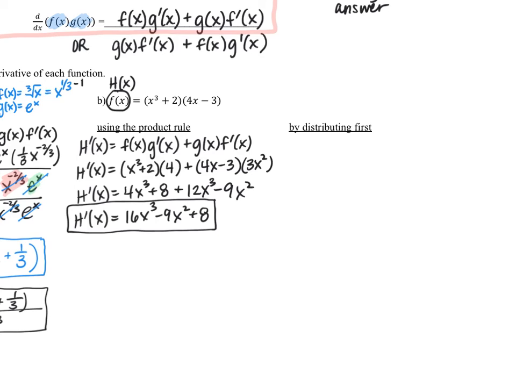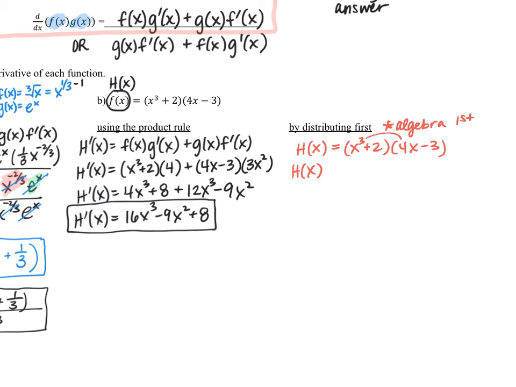And let's do a little bit of algebra in the beginning. So distributing first really is like us saying, let's do the algebra first, and we'll do the calculus second. So I'm going to go ahead and keep the name of the original function. I'll leave it as h of x, just to be clear. So we're going to actually distribute x cubed plus 2 times 4x minus 3.